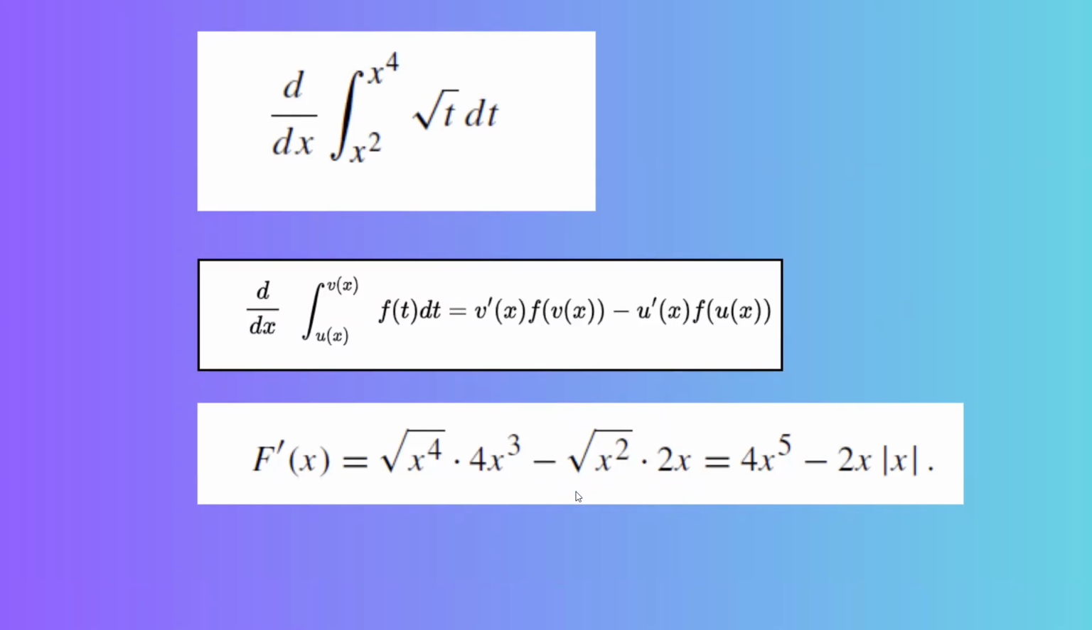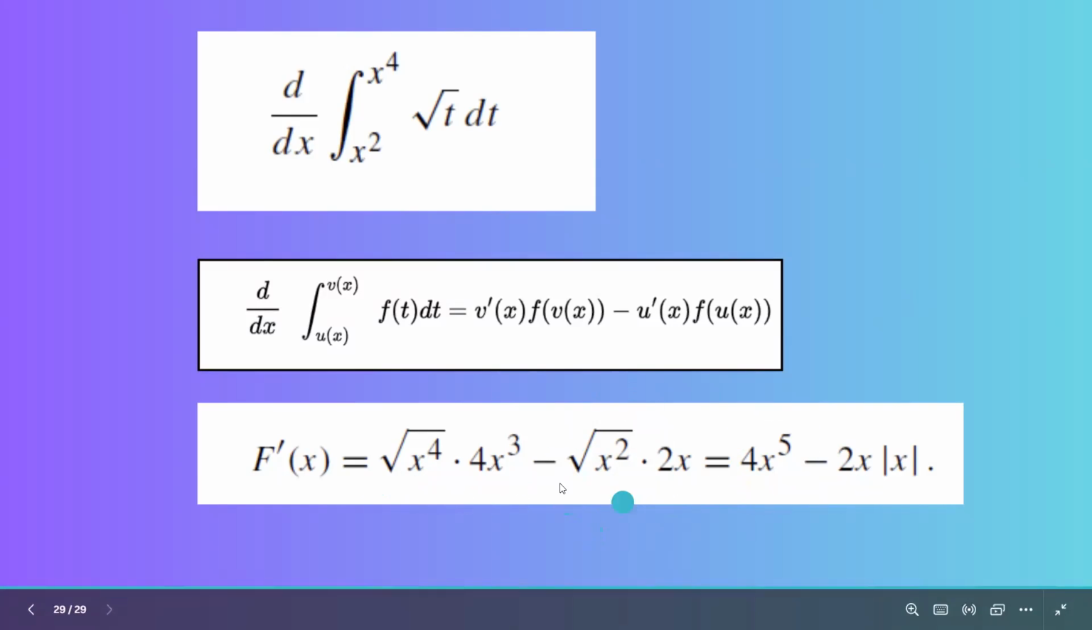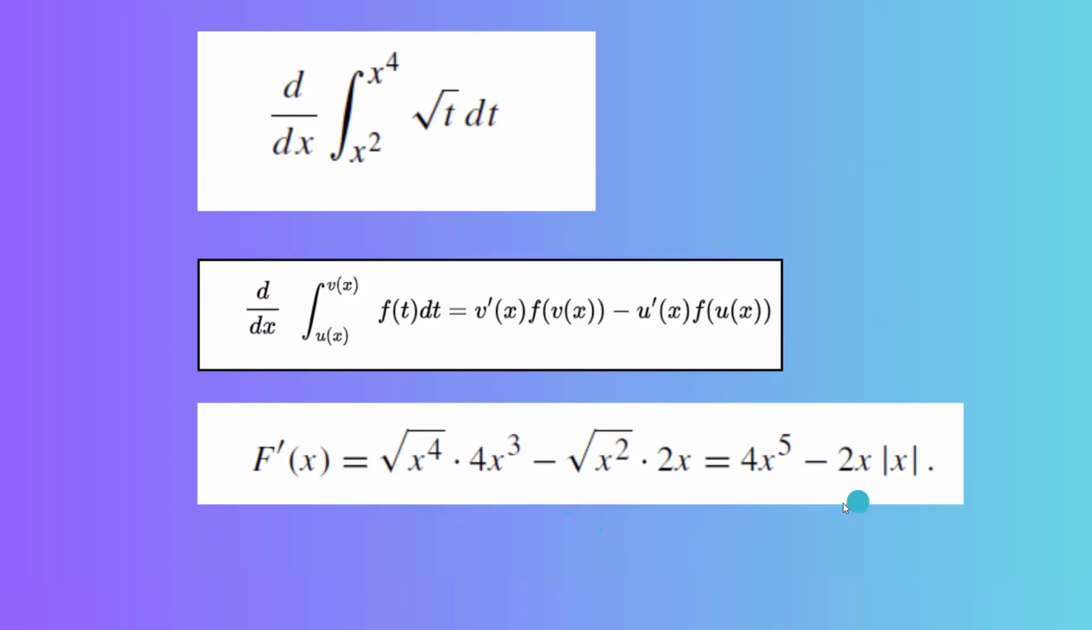We can simplify this as well. Outside the square root, it is x squared. So 4x cubed times x squared gives you 4x to the fifth, minus 2x, and here you have the absolute value of x. If the question says x is positive, you can get rid of this absolute value. But in general, we leave the absolute value as it is.